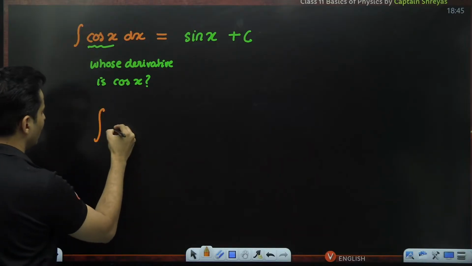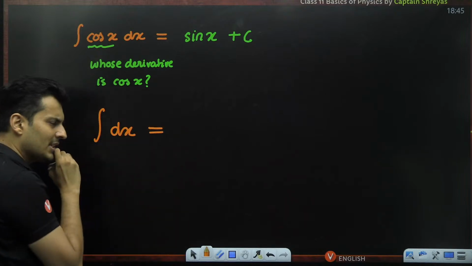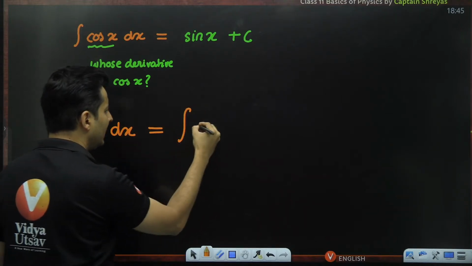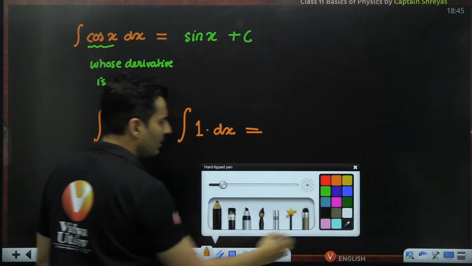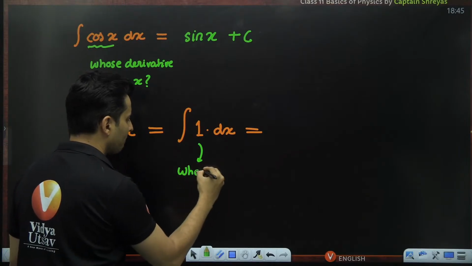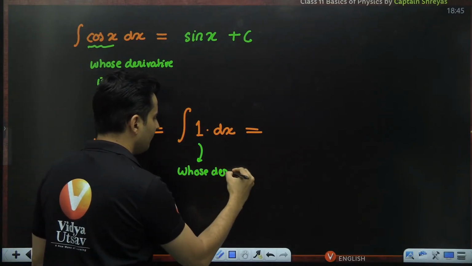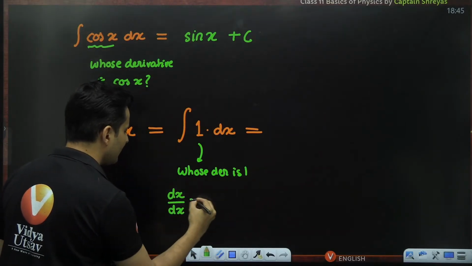What is the integration of just dx? Okay, integration of just dx, sir. I can write it as 1 multiplied by dx. I think now it will be clear. Whose derivative is 1? Just think, whose derivative is 1. I know dx by dx is 1.